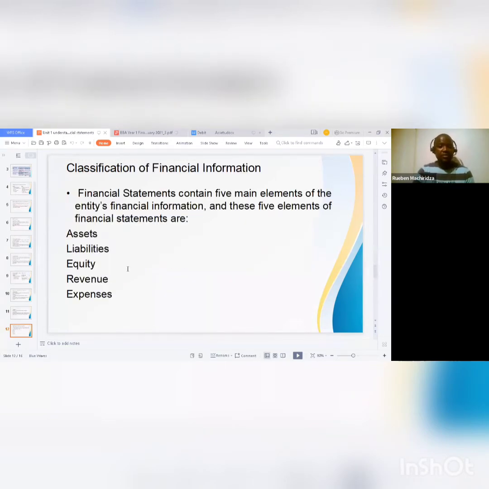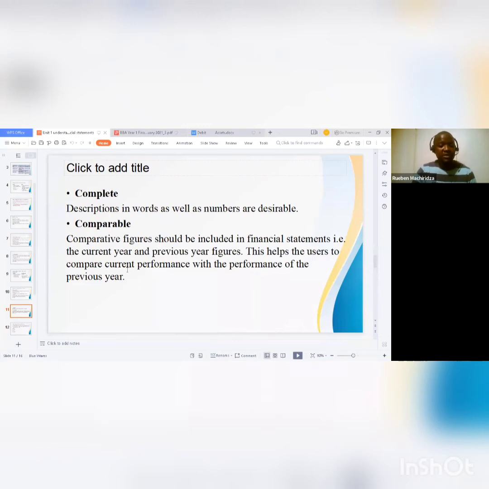Okay, so that's it about the characteristics of good financial statements. So I know it can be tiring to listen to this theory, but it is very important. The theoretical aspect of accounting is equally important as the practical aspect. You cannot go to do workings without knowing this theory. So I urge you to be very, very attentive.